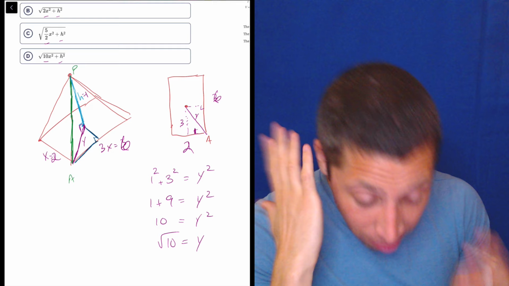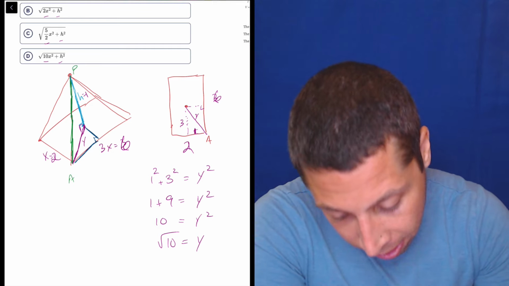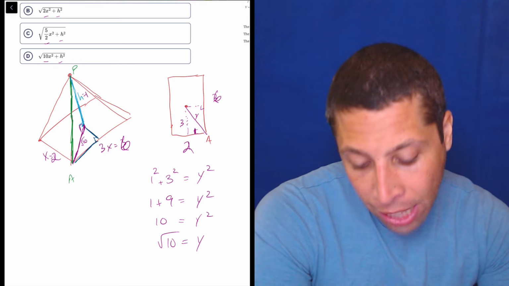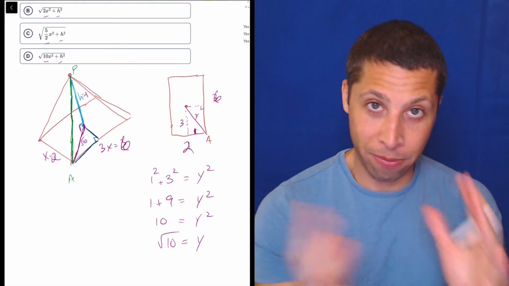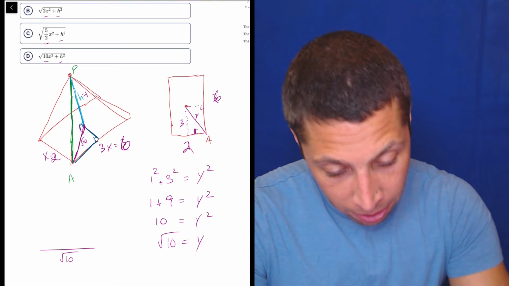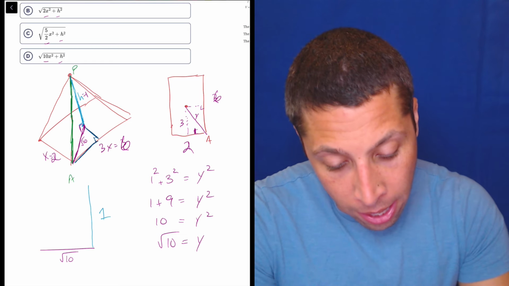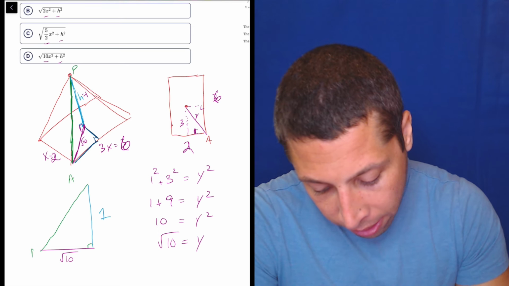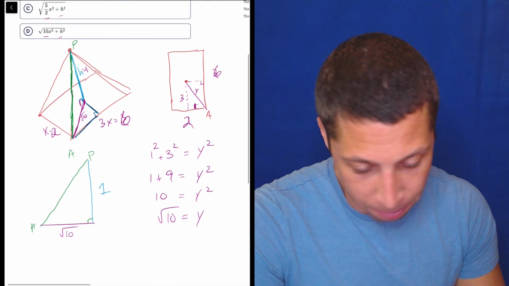Not so bad, right? Especially with numbers, it's not so bad. Now if this, I'm going to erase, is radical 10, and h is 1, I have another right triangle. Let me try to show you what it is. I'm going to flatten it. I have this part that I just got, radical 10. The height goes directly up. We said that that's 1. We just made that up. And then right here, the hypotenuse of this right triangle is the thing I want. This is AP.